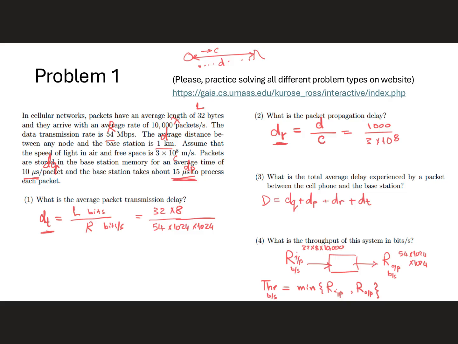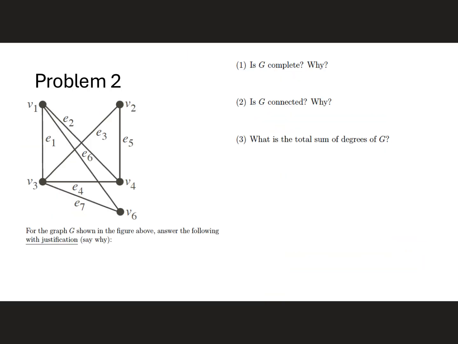So which one is less? And then this will give you directly the throughput. Okay. Next problem on graph theory.